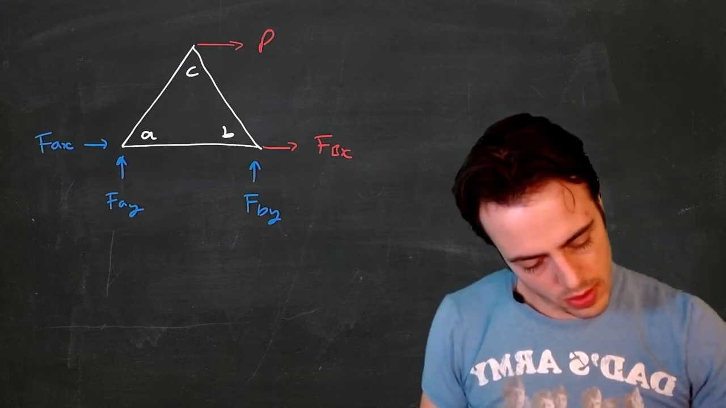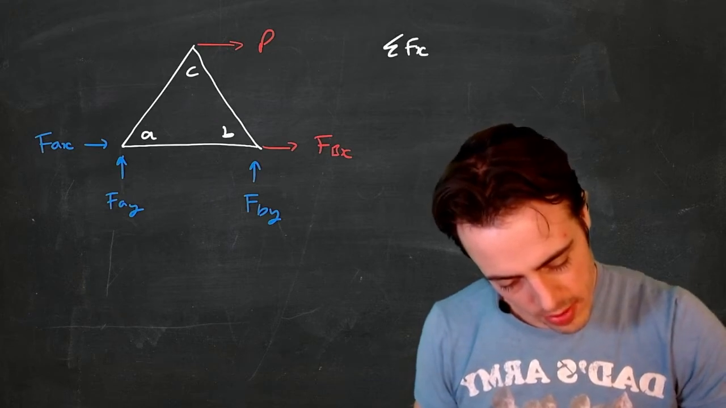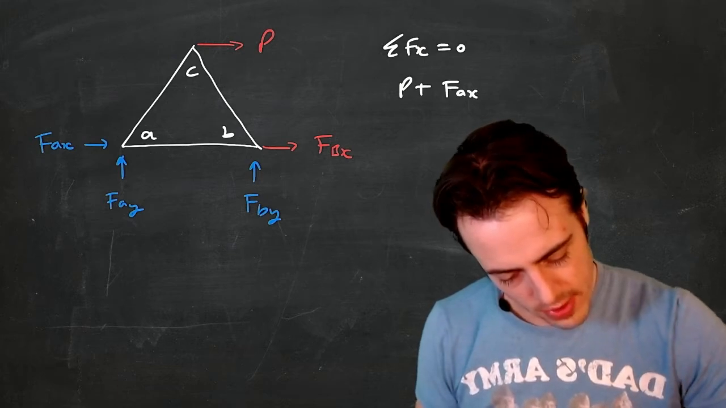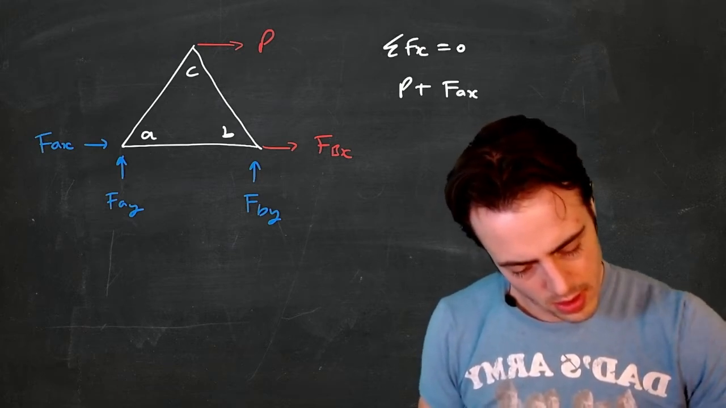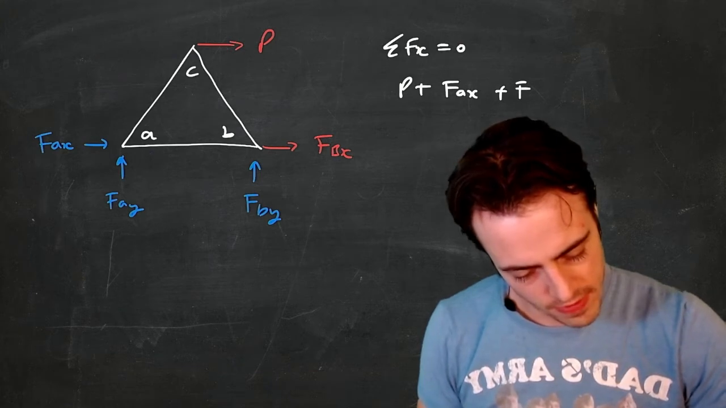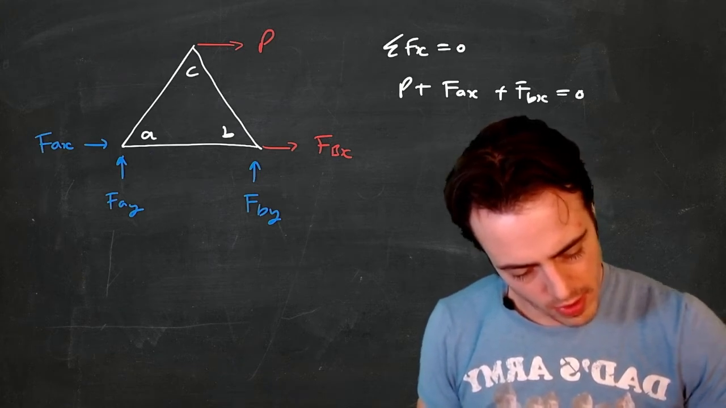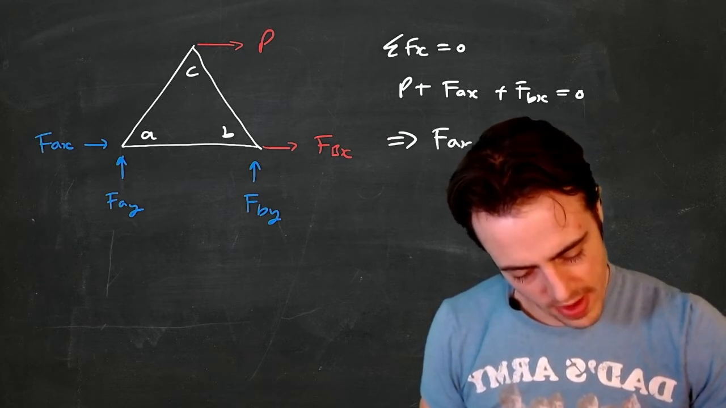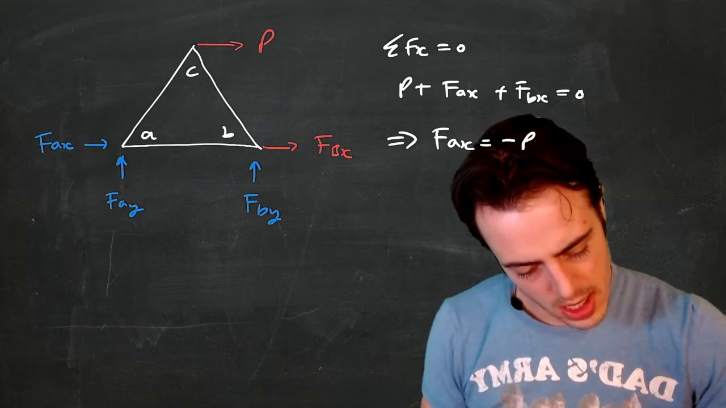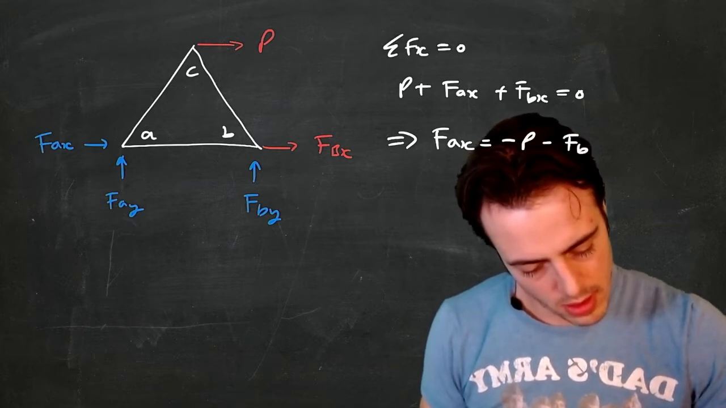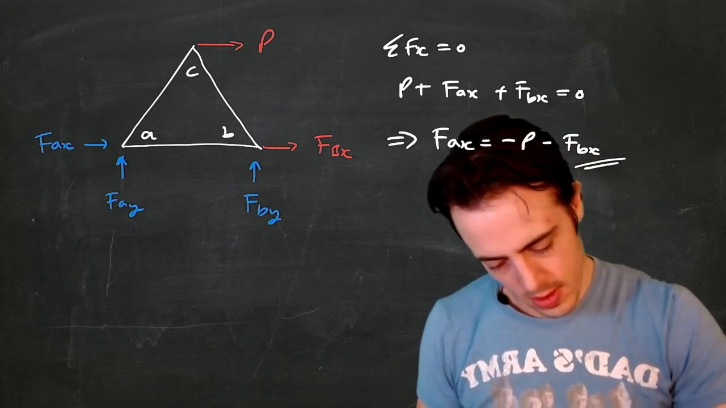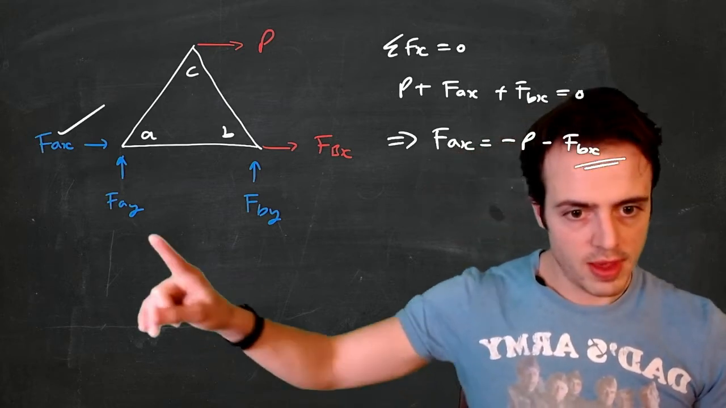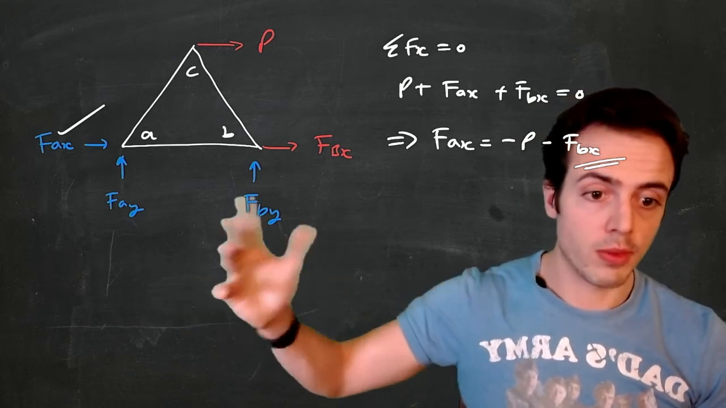So for the sum of forces in the x direction to be equal to 0, we've got P plus FAX plus FBX is equal to 0. So FAX is equal to minus P minus FBX. So we've got that one sorted. There's nothing else vertically, so these two still have to be equal to, well, one's got to be equal to the minus of the other.